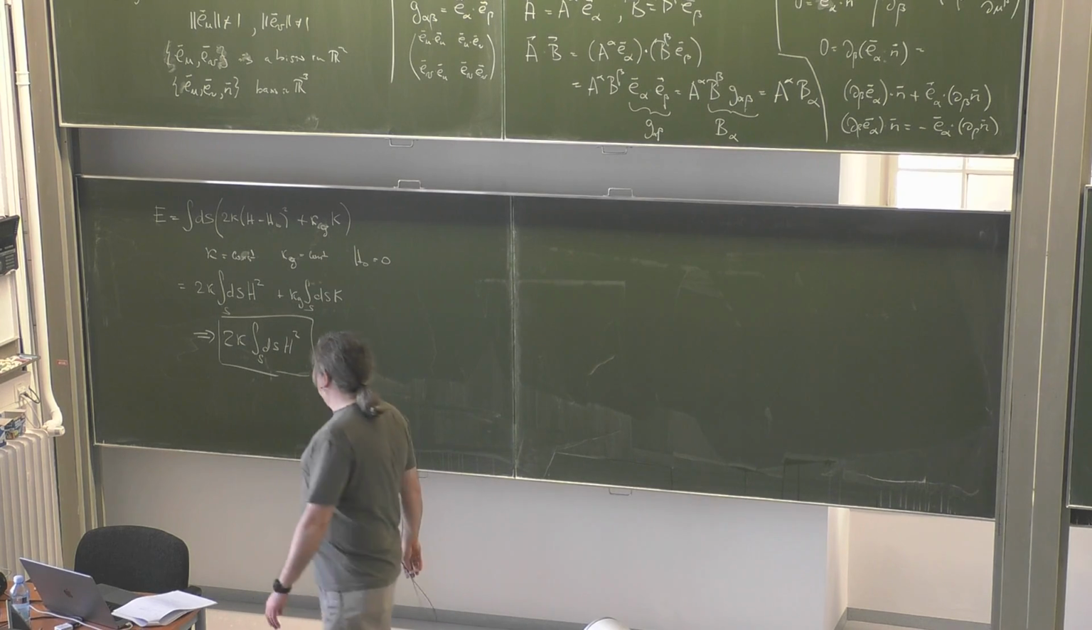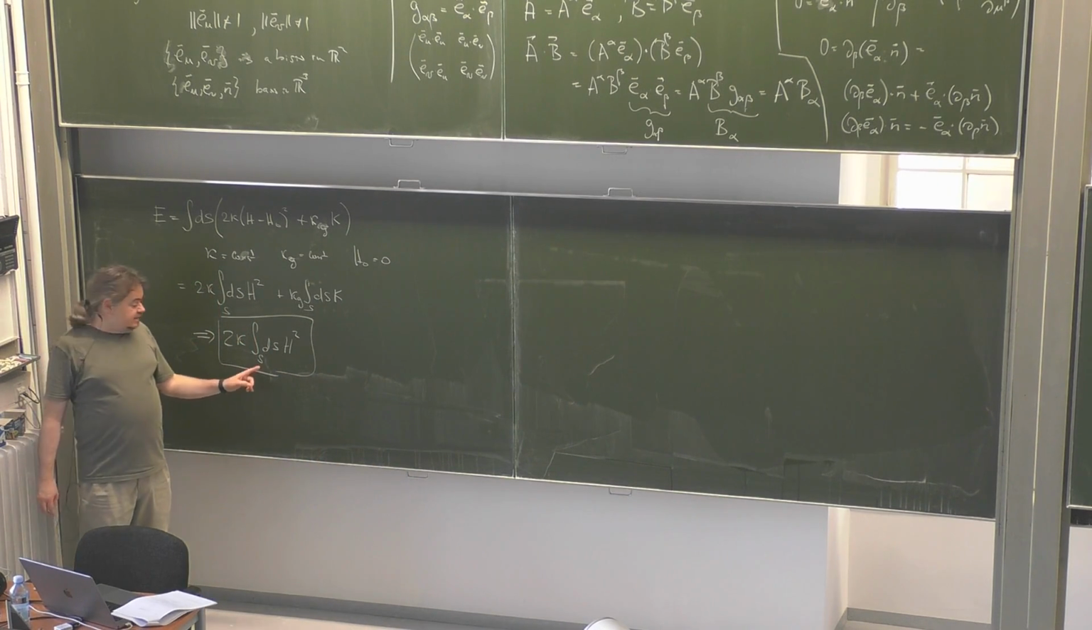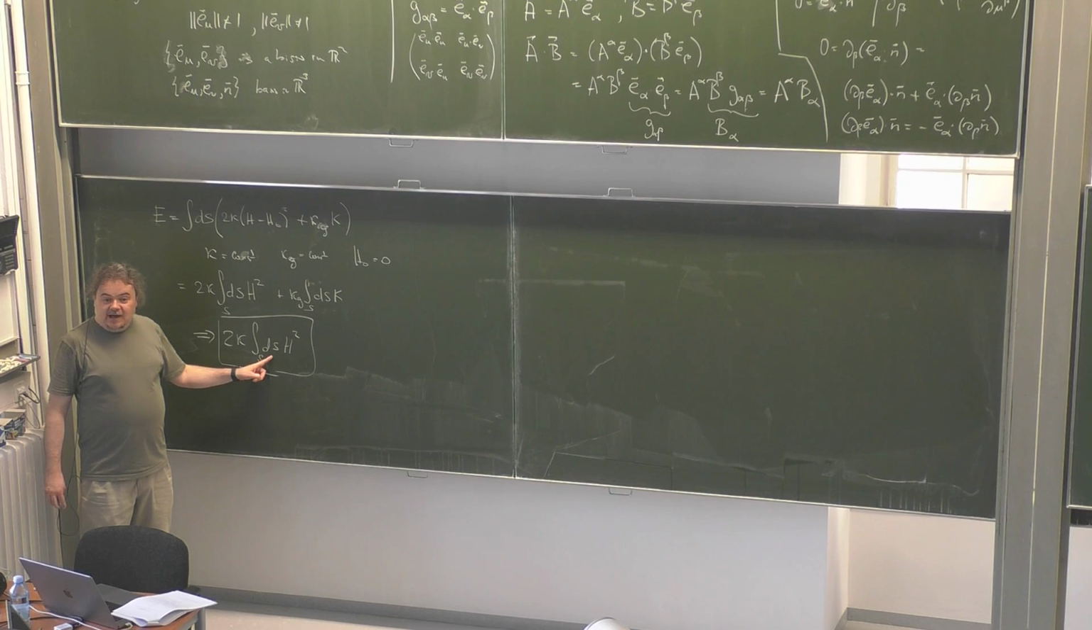Now, this is nasty, right? Because this is the surface integral over a curved surface, right? So this ds hides a lot of things inside. It hides the square root of the determinant of the metric tensor in here, right? And this guy is a nonlinear function of the coordinates of the surface, right?